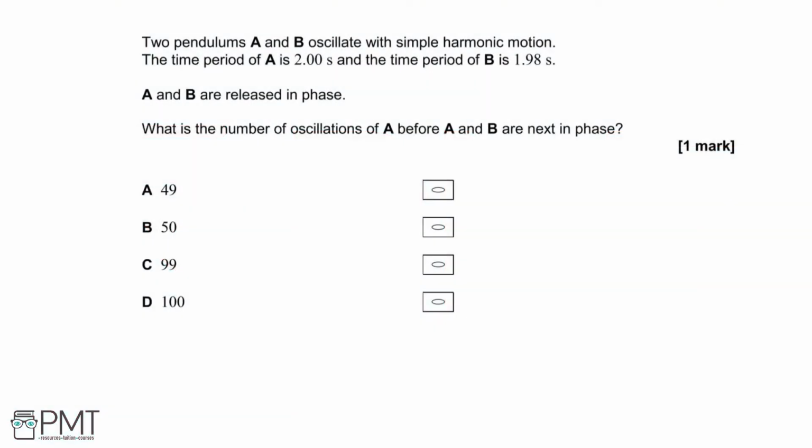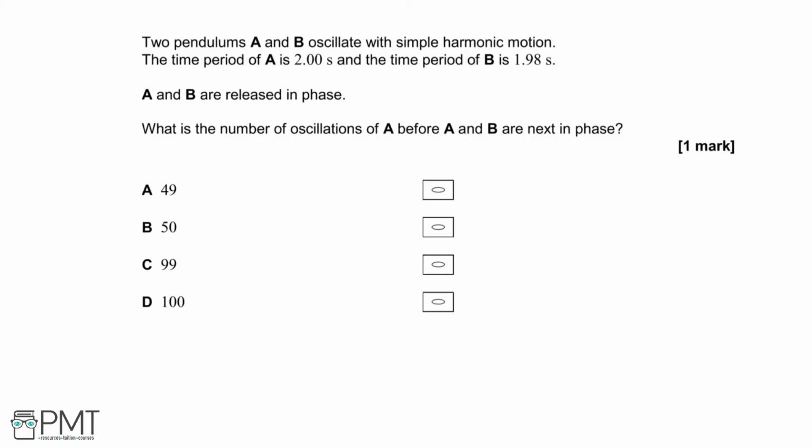Two pendulums, A and B, oscillate with simple harmonic motion. The time period of A is 2 seconds, and the time period of B is 1.98 seconds. A and B are released in phase. What is the number of oscillations of A before A and B are next in phase? And we've got four options here: 49, 50, 99, or 100.